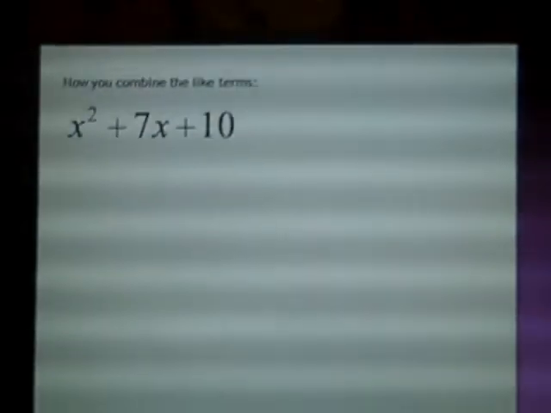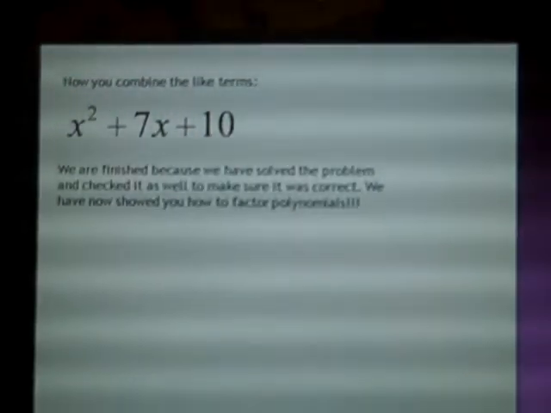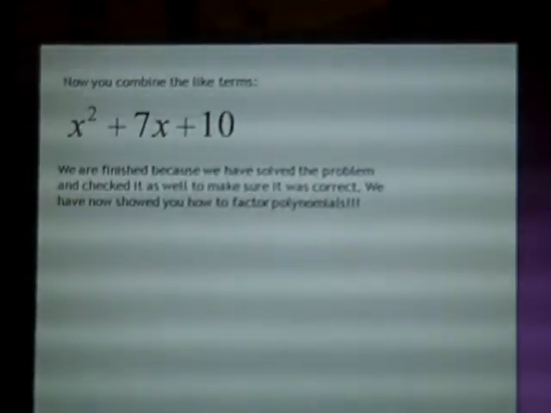Now you combine the like terms, so you have x squared plus 7x plus 10. We are now finished because we have solved the problem and checked it as well, to make sure it was correct. We have now showed you how to factor polynomials.